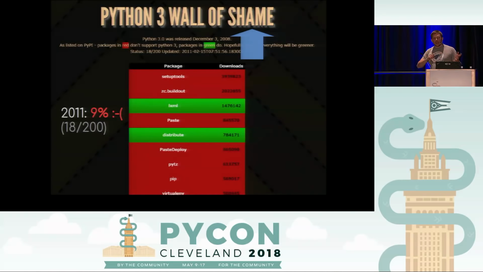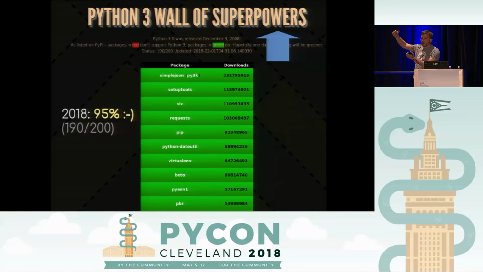So to come back to my previous slide about the wall of shame, the author of the website changed the title of the page from the wall of shame to wall of superpower. And the good thing is that we are almost at 100% of the top 200 projects compatible with Python 3. It's not exactly 100% because in this list you have 10 projects which have been deprecated or replaced by a different solution. So I think we are good for these modules.